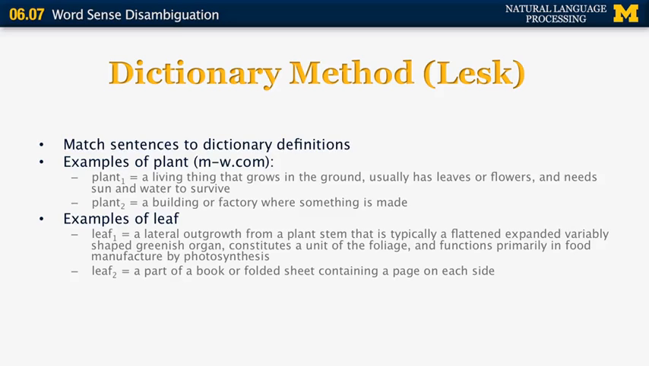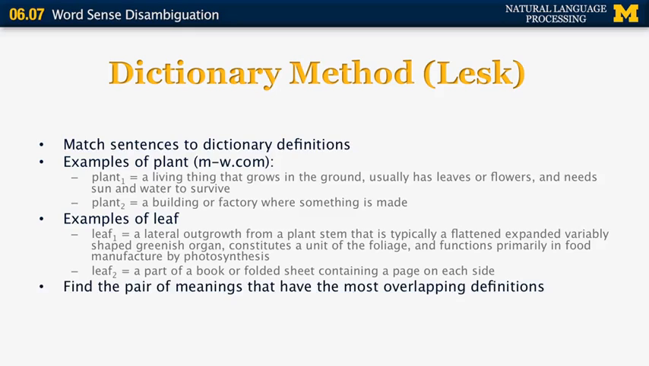So now suppose that we have a sentence like this. The leaf is the food-making factory of green plants. So we have the word leaf and the word plants, and we want to determine which of the senses of those are used in this sentence. So we have four possible combinations: leaf 1, plant 1, leaf 1, plant 2, and so on. So which one of those are we going to pick? Well, we're going to look for the overlap in the dictionary definitions and pick the one that has the largest one.